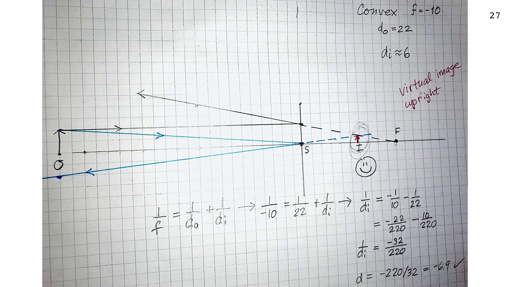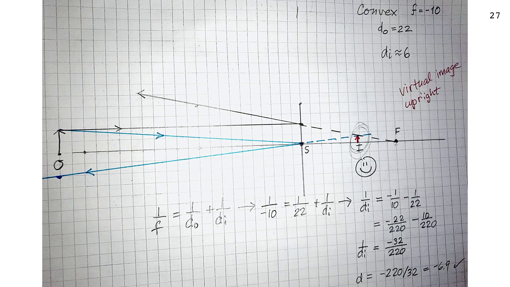So that looks to be about 1, 2, 3, 4, 5 point something, almost 6. So let's say DI is about 6. Now let's do the calculation and let the numbers do the talking. All right, here we go. Now we use this same formula, 1 over F equals 1 over DO plus 1 over DI.